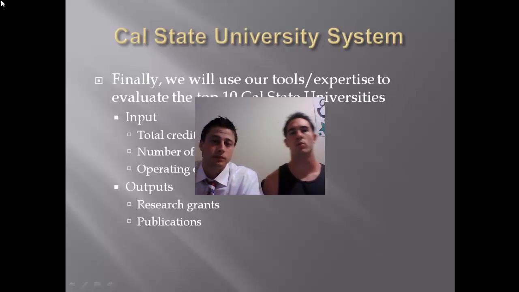And finally, we will use this practice to rank the top 10 Cal State universities and find out how their efficiency is when dealing with input factors of total credit hours, the number of faculty, as well as their operating expenses. The output factors will be number of research grants they obtain as well as publications.